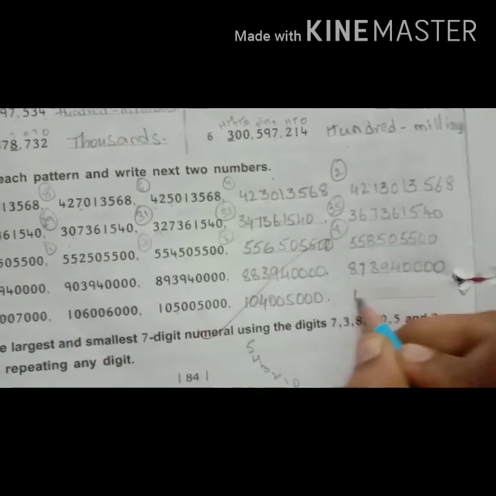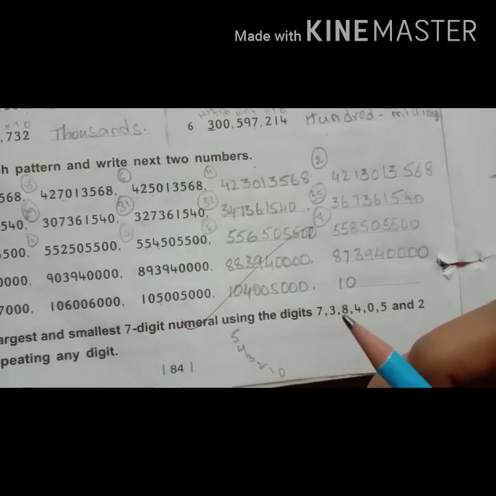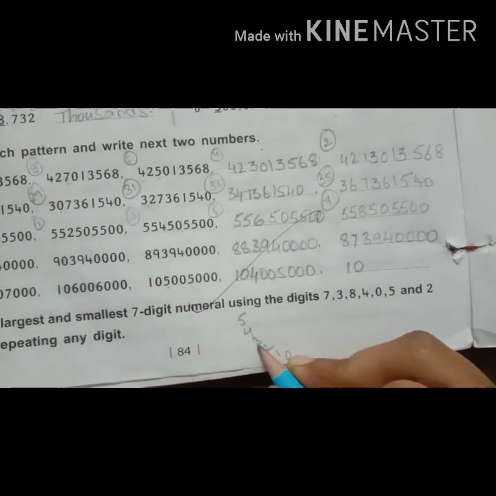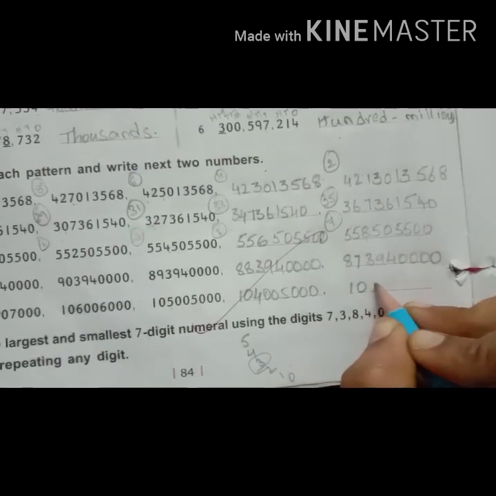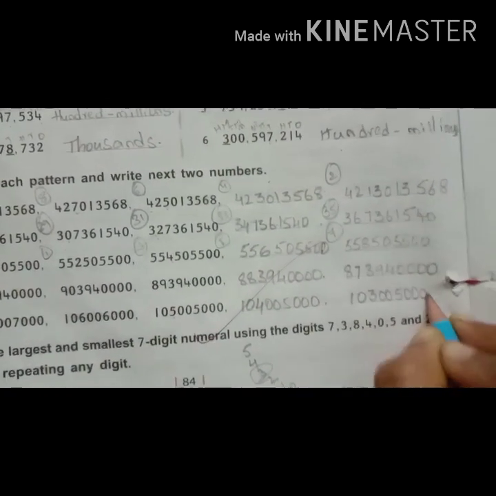Next see 10 after. Next what is the number, children? 4 down, which number is there? See here, 4 down, which number is there? 3. So here we have to write 3. The remaining numbers are the same.